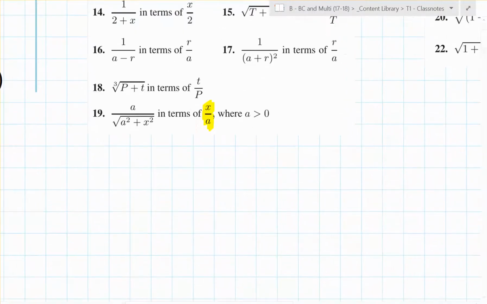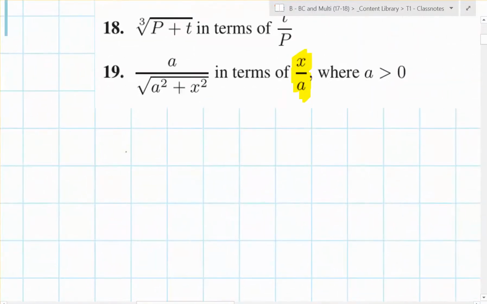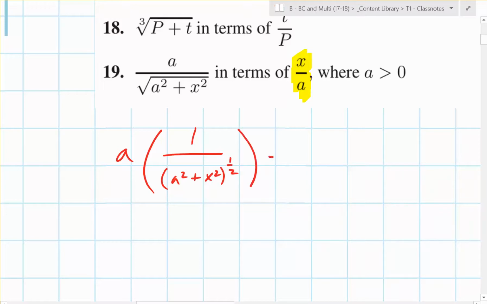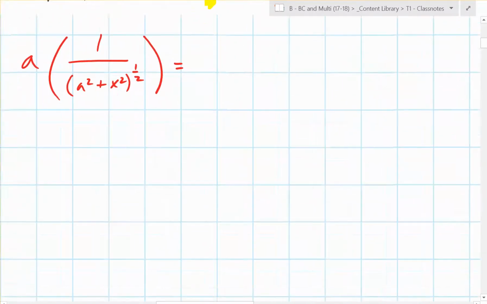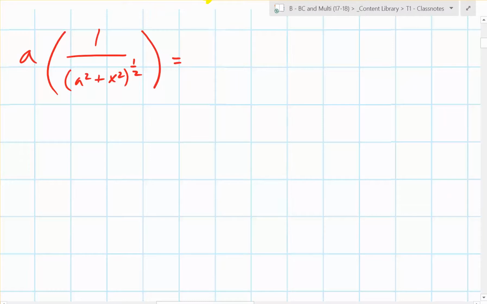So the first thing you could do is factor out what from the numerator? It's going to be a times this thing, correct? So you have a squared plus x squared to the 1/2. Well, just play around with negative exponents, and what do you end up with? A times a squared plus x squared to the what? Negative 1 instead. If we pull this out, we end up with a times 1 over this to the 1/2.